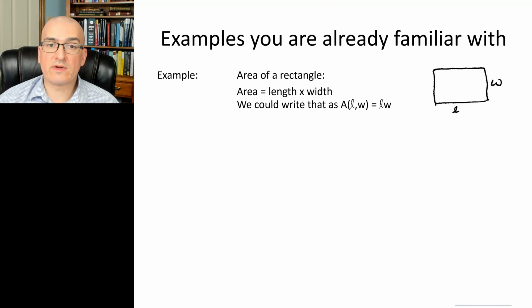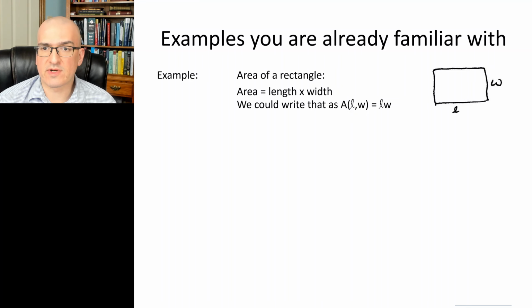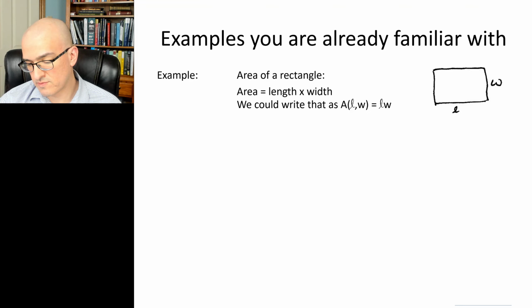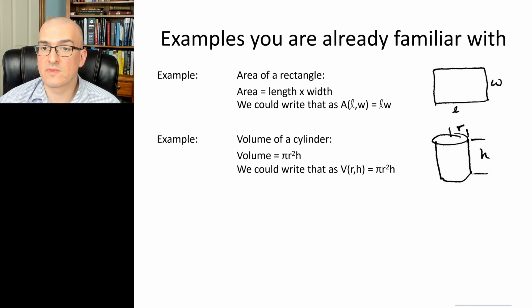It may sound weird, we have these 3D functions, sounds super complicated, but it's not. You've been doing this for a long time. For example, anytime you talked about the area of a rectangle is length times width, that's a multivariable function. It's a function of the length and the width. We could write this as A of length comma width, A of L comma W is length times width, L times W. Simple function, multivariable.